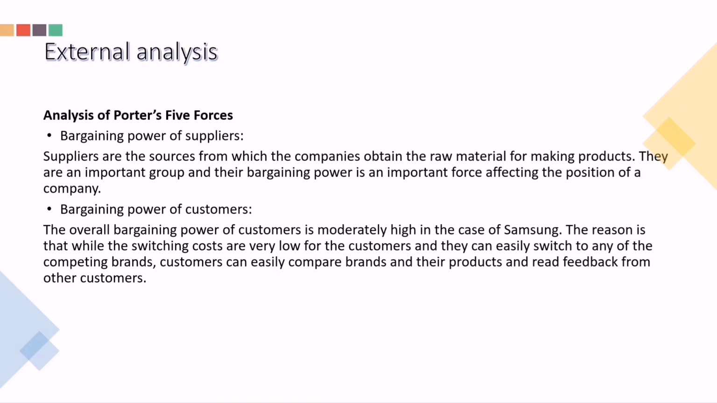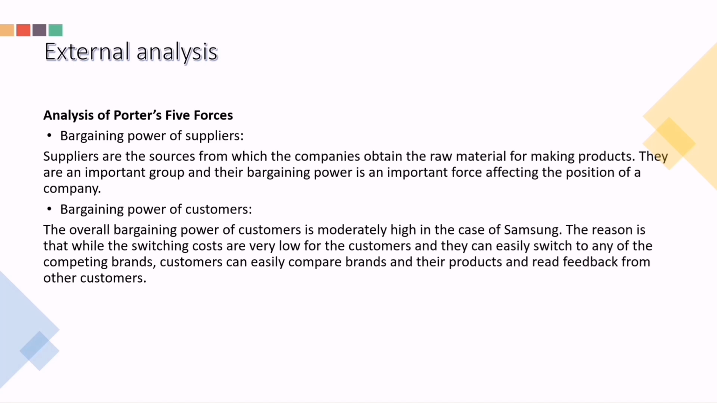Next is the analysis of Porter's five forces. Bargaining power of suppliers. Suppliers are the source from which the companies obtain the raw material for marketing products. They are an important group, and their bargaining power is an important force determining the position of companies. Bargaining power of customers. The overall bargaining power of customers is moderately high in the case of Samsung.